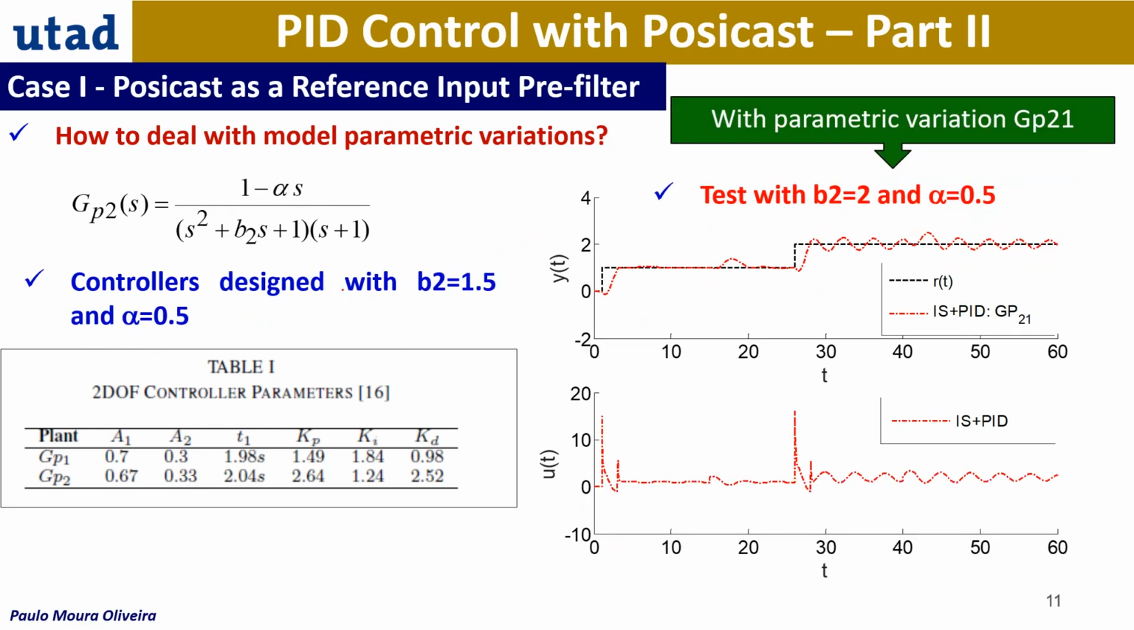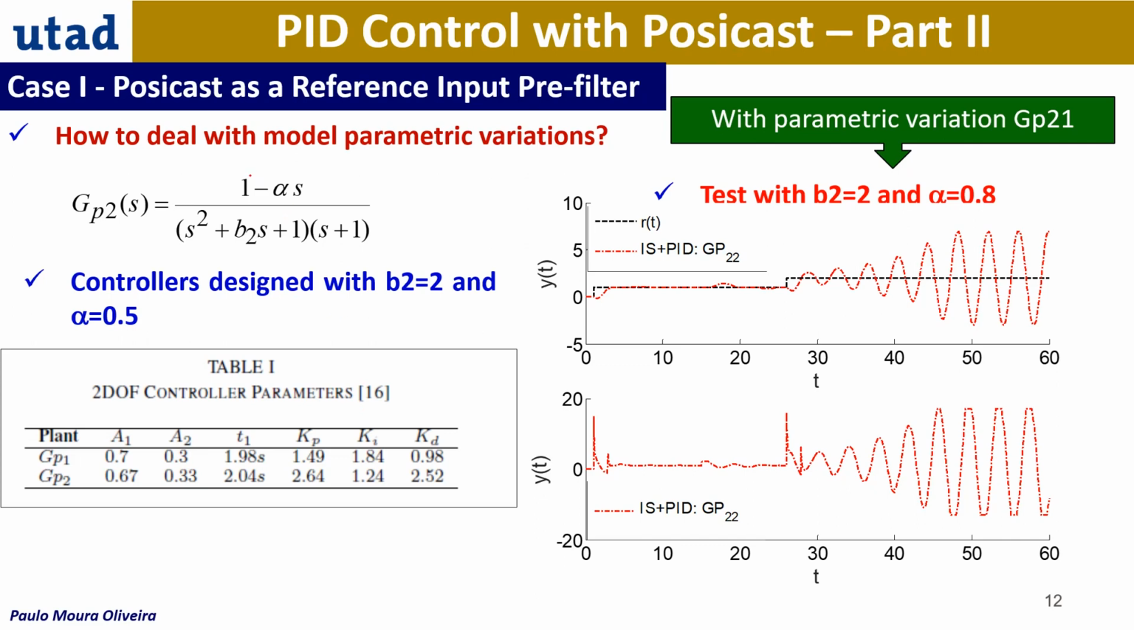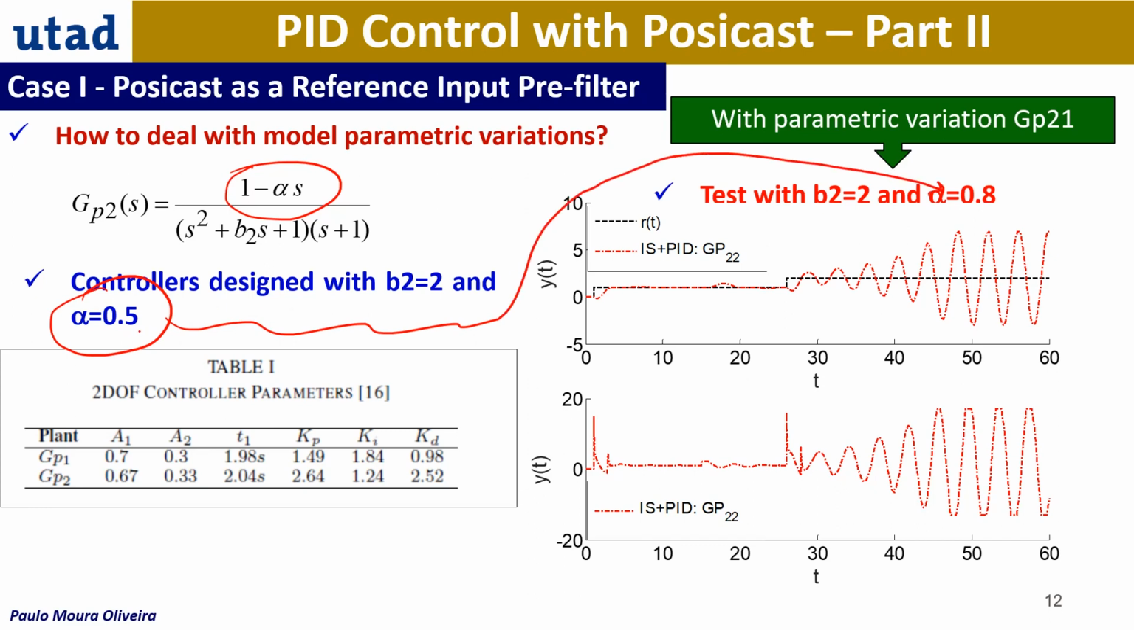Also for a third order system with a non-minimum phase zero here, you can see that also when we change the parameter B2, this parameter from 1.5 to 2, the system becomes oscillatory, as you can see here. And the same thing with the zero, this alpha time constant. When we change the zero from 0.5 to 0.8, this is a drastic change. The system becomes oscillatory.